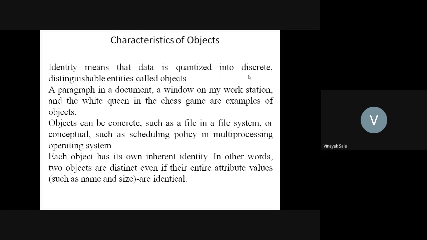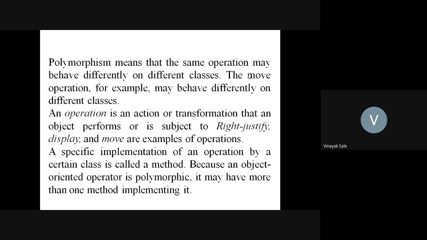Each object has its own inherent identity. In other words, two objects are distinct or different even if their entire attribute values, such as name and size, are identical. Then the second concept is polymorphism.